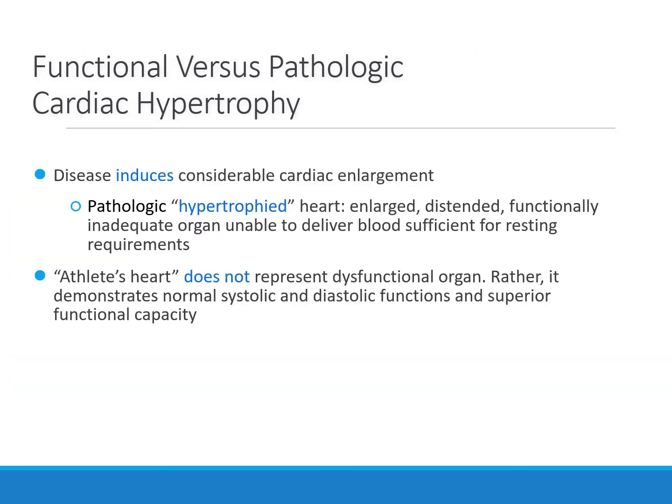Okay, so next we're going to talk about a functional versus pathological heart. And sometimes you'll actually see hypertrophy in people who have disease of the heart. The disease itself can cause significant cardiac enlargement. So when we see a pathological hypertrophy heart, it gets very large and distended and functionally inadequate. And it's not able to pump blood to the rest of the system very efficiently.